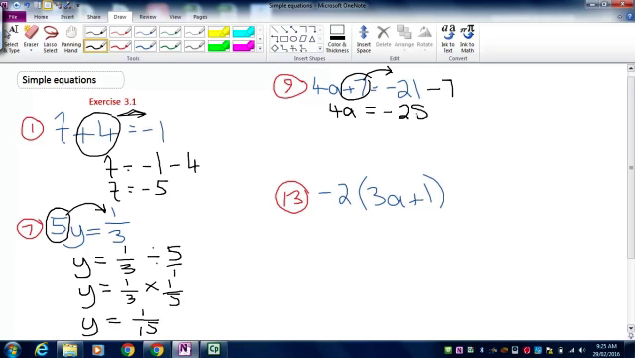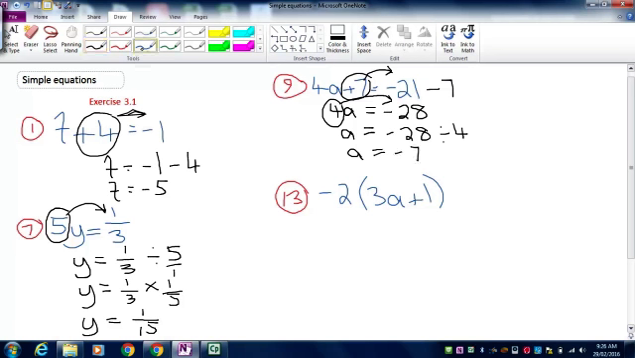Now I still need to get a by itself there, and now I have 4 multiplying with that a on the left-hand side. So to move the 4 to the right-hand side of the equal sign, I need to divide by 4. So that leaves me with an a on the left-hand side, and then we get negative 28 divided by 4, which gives me a equals negative 7 as my final answer.